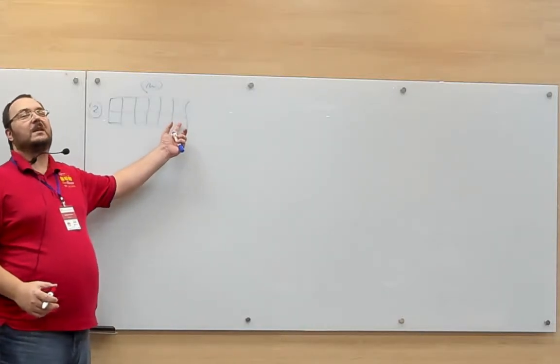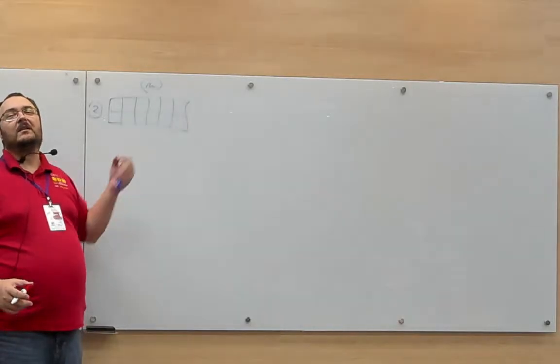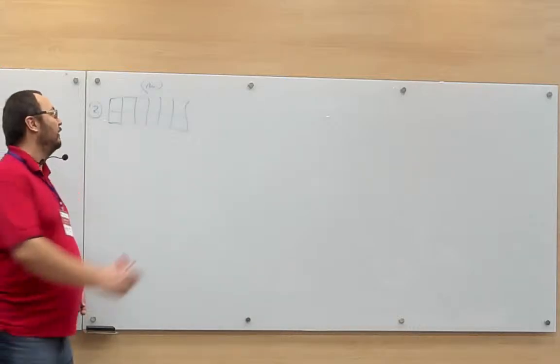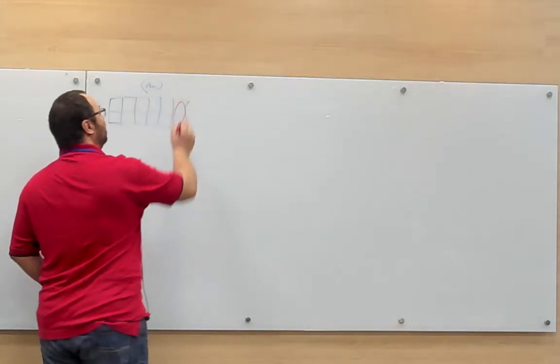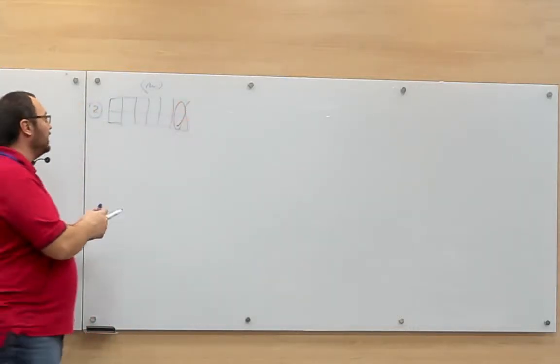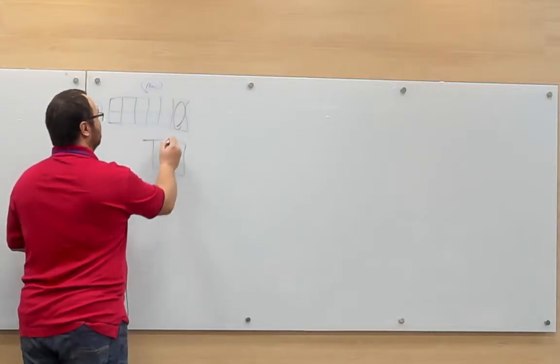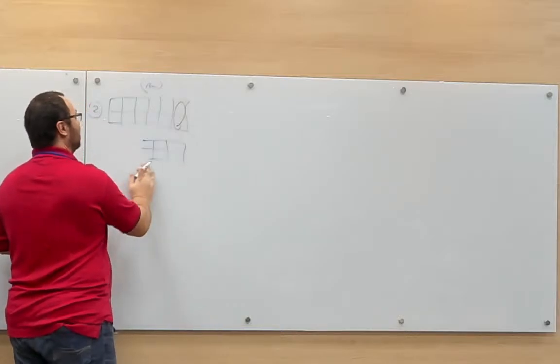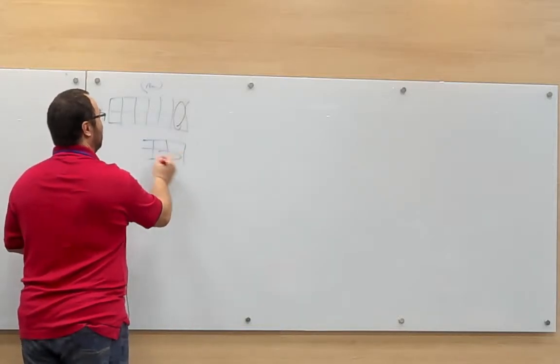And in particular, for example, let's look at this particular cell. There are 2 ways in which this cell can be tiled. One of the ways looks like this. And the other way looks like this.